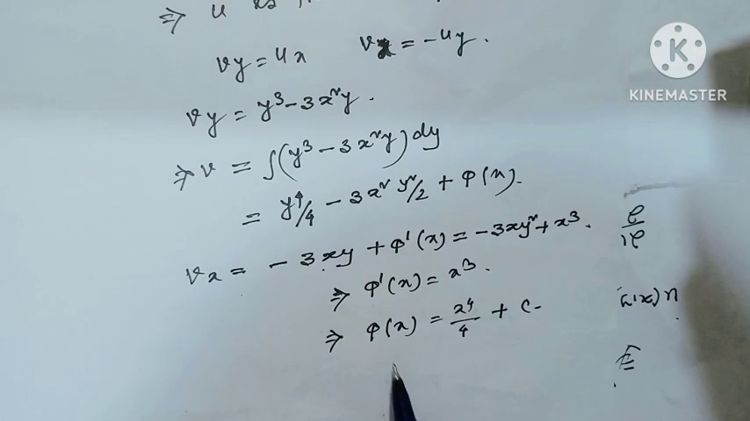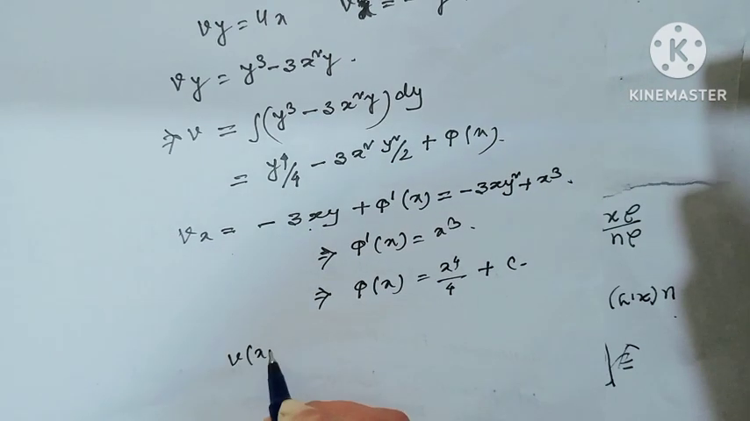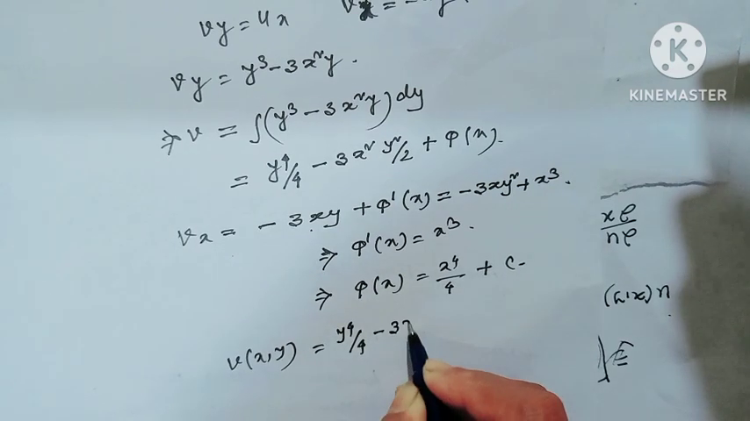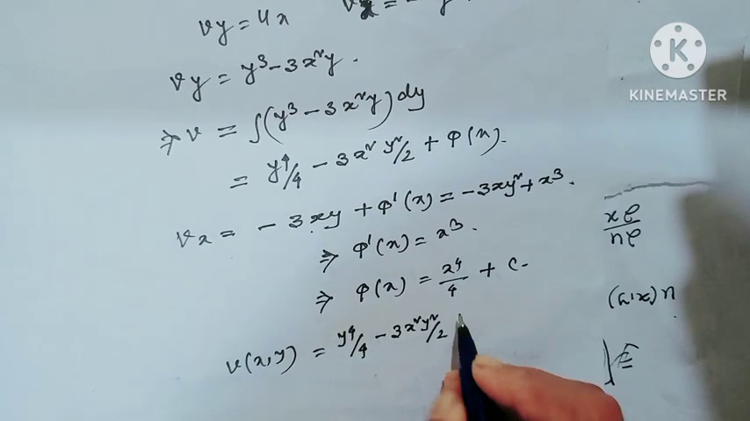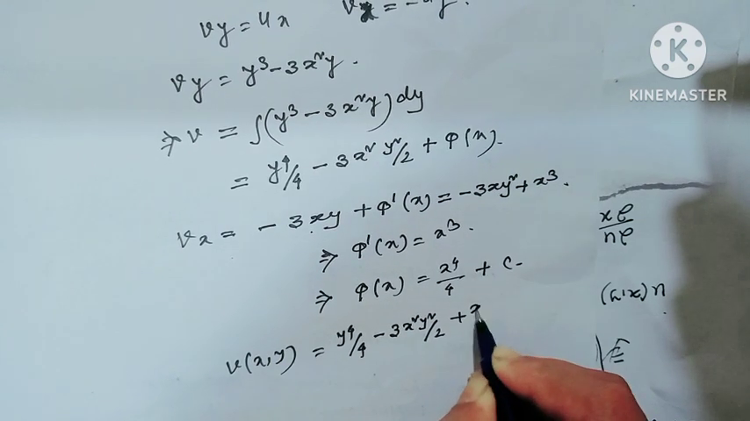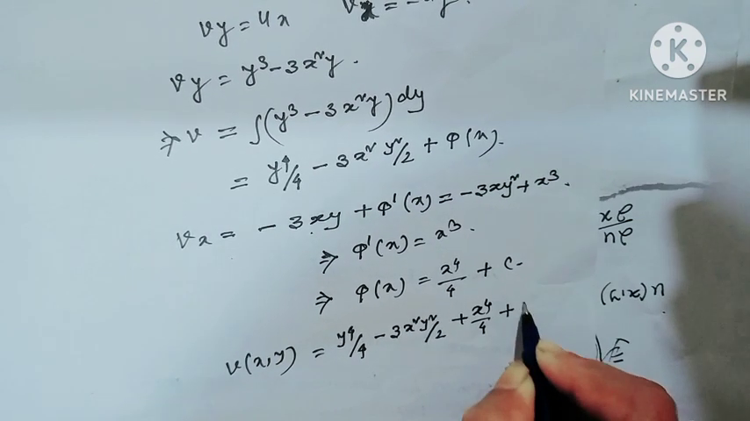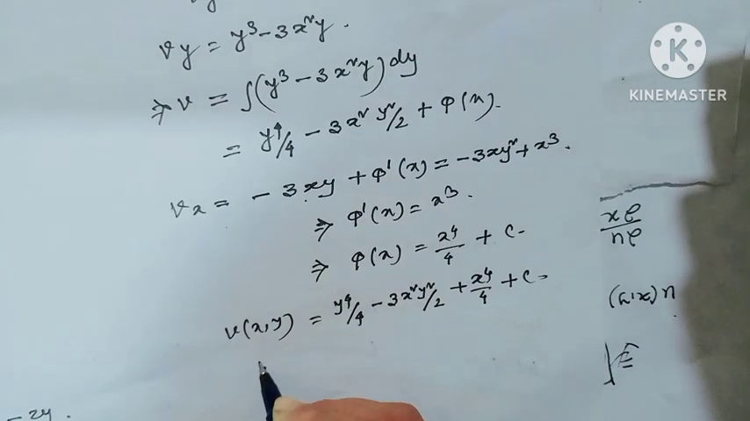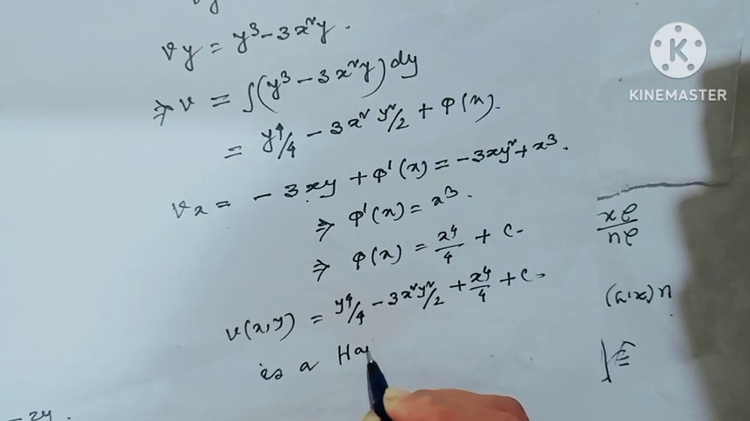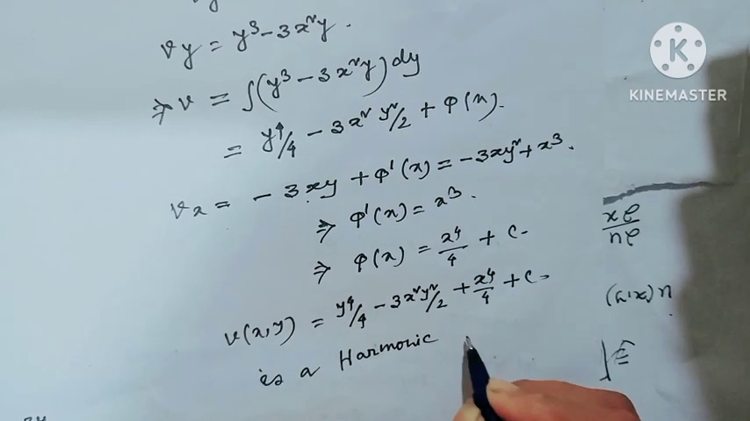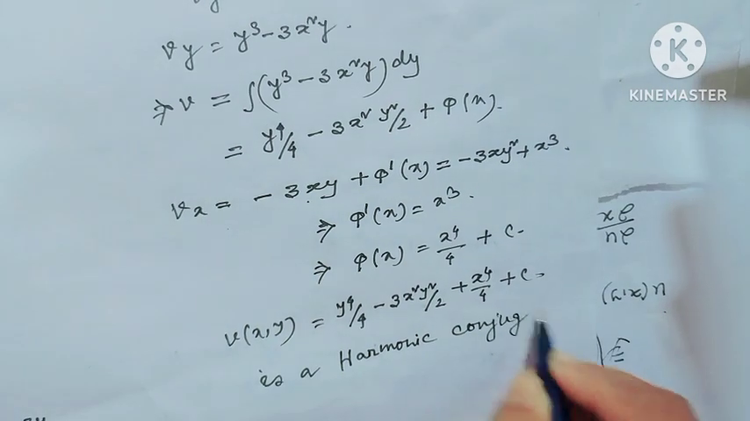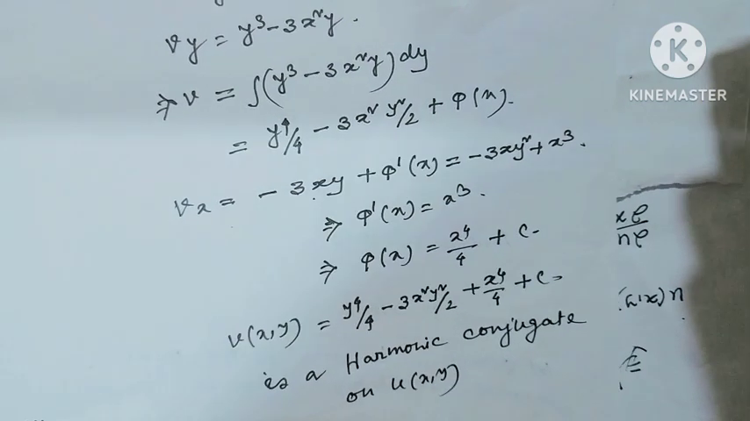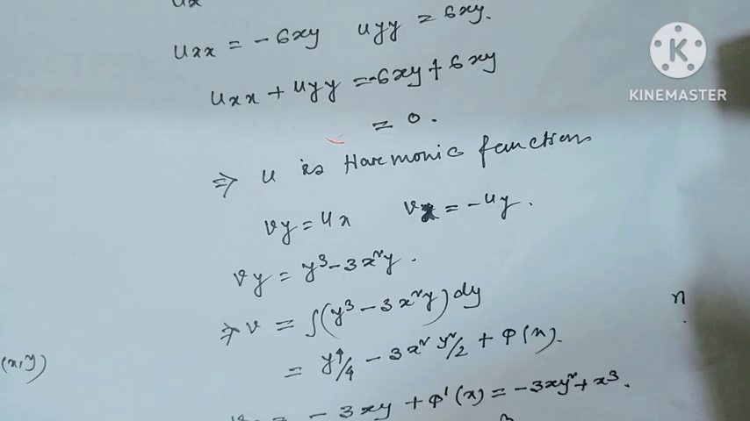Now put the value of phi(x) here. v(x,y) equal to y to the power 4 over 4 minus 3x square y square over 2, and phi(x) means x to the power 4 over 4 plus c. This is v(x,y), and this is a harmonic conjugate of u. I hope all my viewers have understood this question easily.